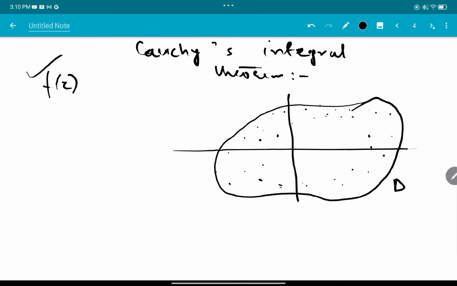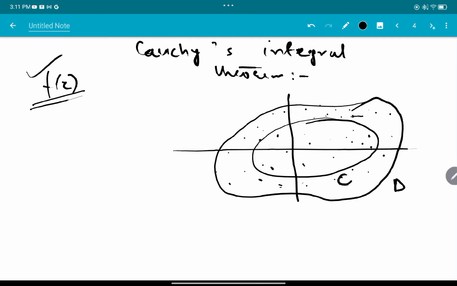Analytic means at every point it is not only differentiable at that point, but also differentiable within a neighborhood of that point. That analytic quality of f(z) is very important, as you will see. Suppose in this region where f(z) is analytic, there is a closed curve, a contour of any shape. Let me call it C.